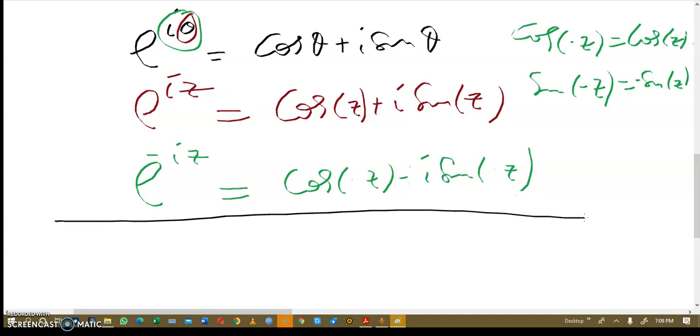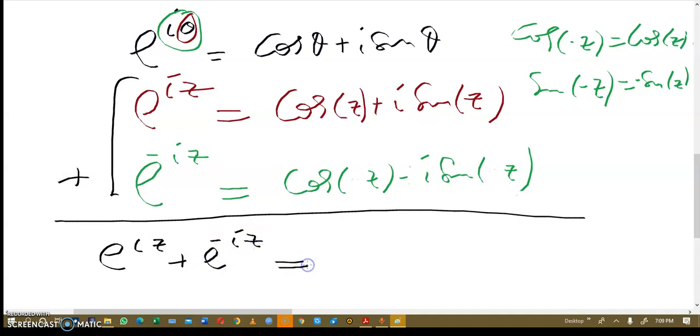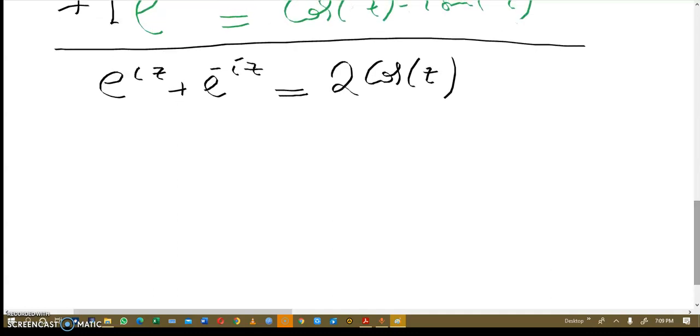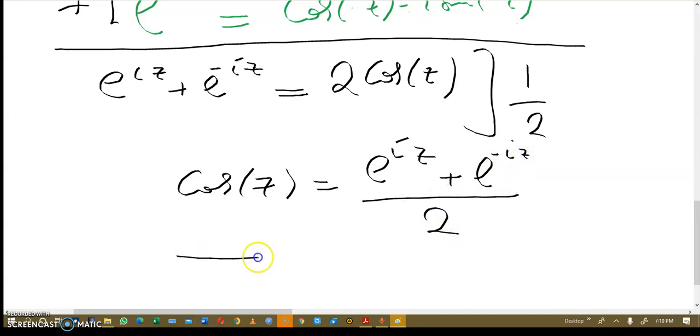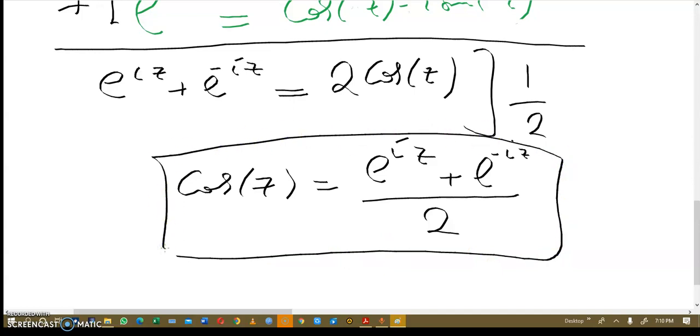Now from here we're going to add, because the sine parts, when we add, will cancel out. When we add, it will be e to the iz plus e to the negative iz is equal to 2 cos z, and the sine parts cancel out. We make cos z the subject of the formula by multiplying throughout by half. We're going to get cos z is equal to e to the iz plus e to the negative iz all over 2. Hence the first proof. We go on to the second proof.